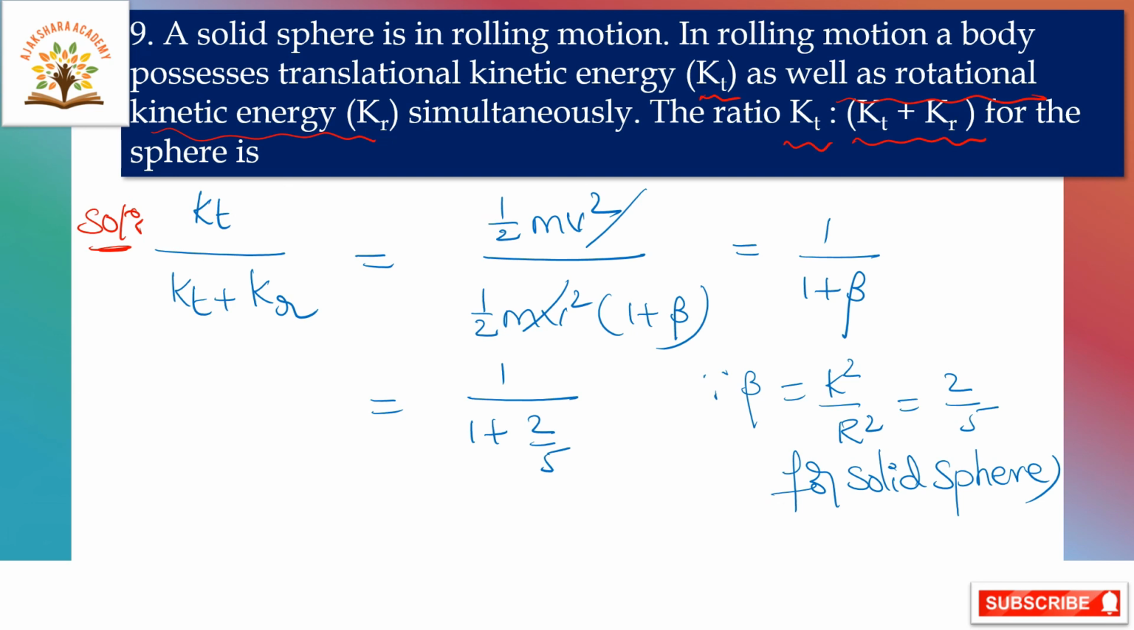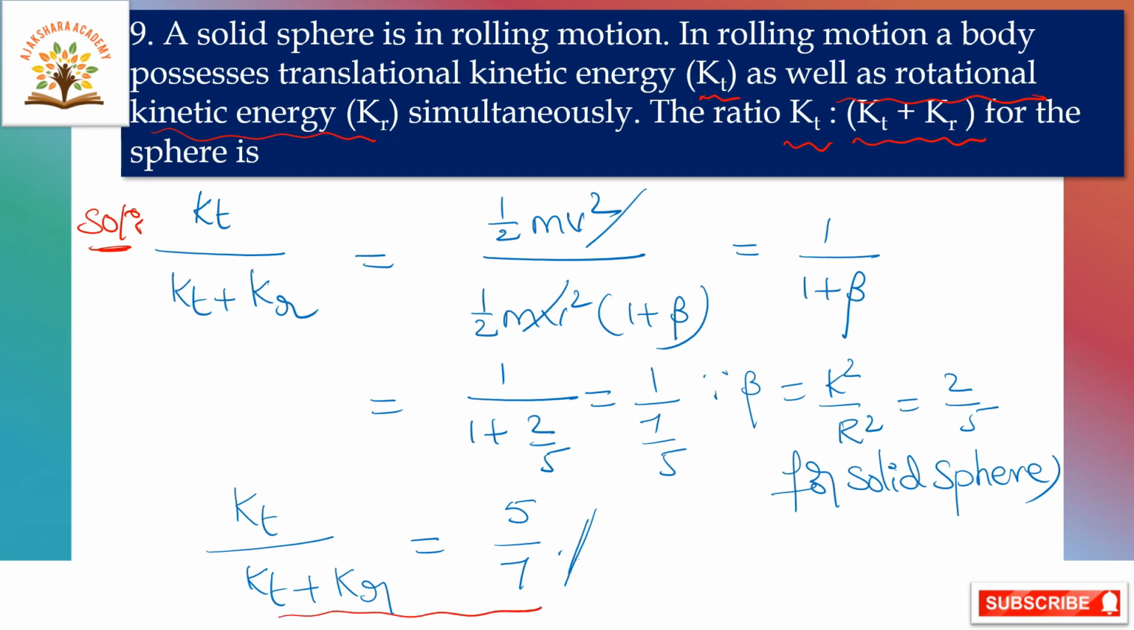Now we are substituting this 2 by 5 value in the place of beta. So taking LCM, this becomes 1 by 5 plus 2, 7 by 5. So the ratio of Kt and Kt plus Kr is equal to 5 by 7. Okay, this is the final answer. Next we will go to the next.